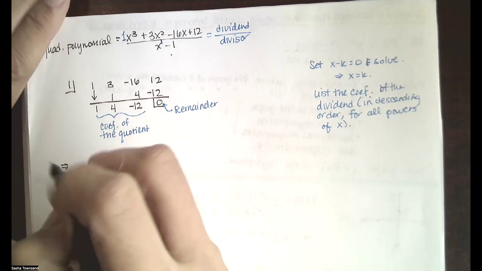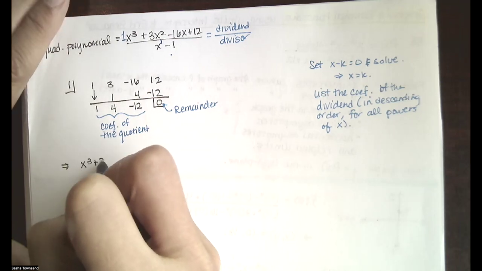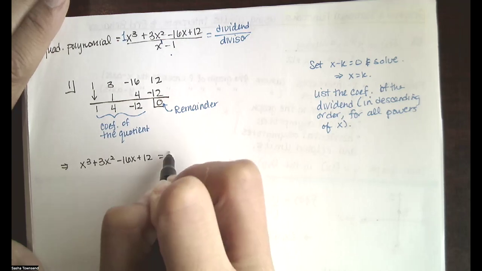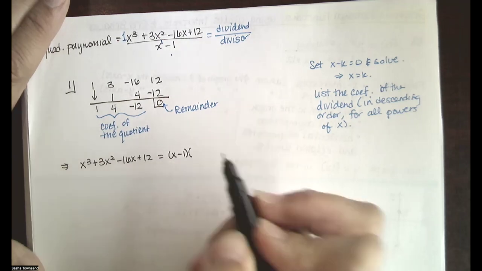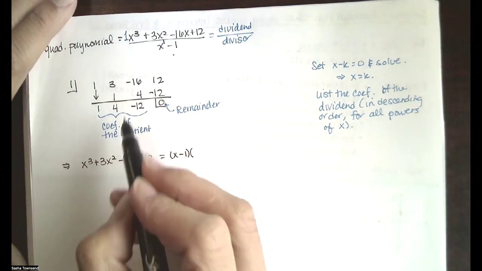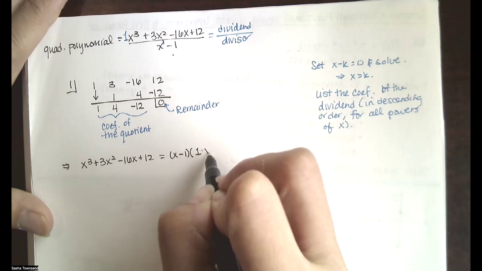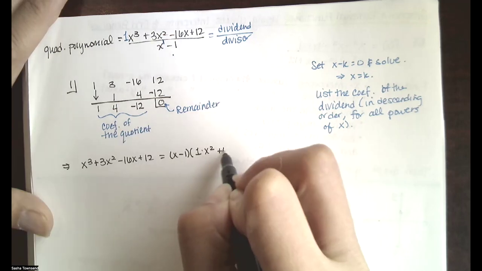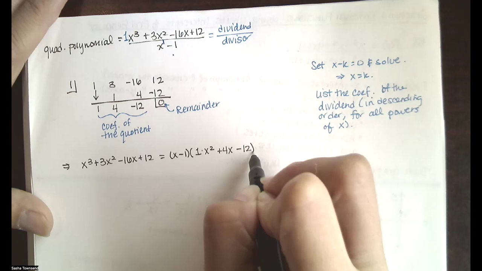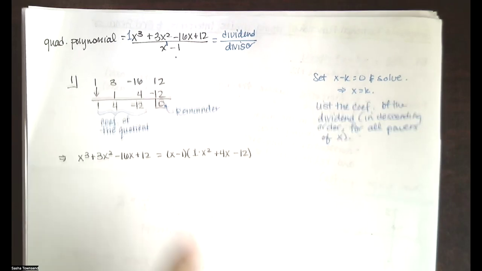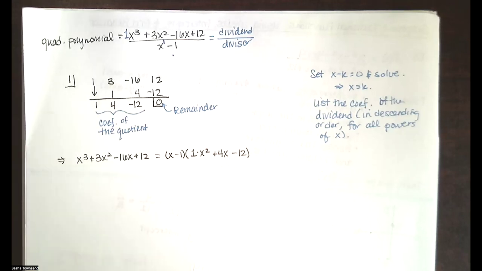So we have the original polynomial that we were interested in is equal to x minus 1 times this quadratic polynomial that's implied by this. So we're going to have a 1x squared plus 4x minus 12. Now that is just a rule or an algorithm. That is how we find these coefficients.